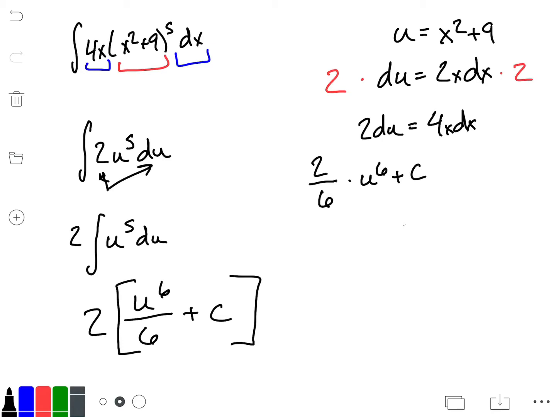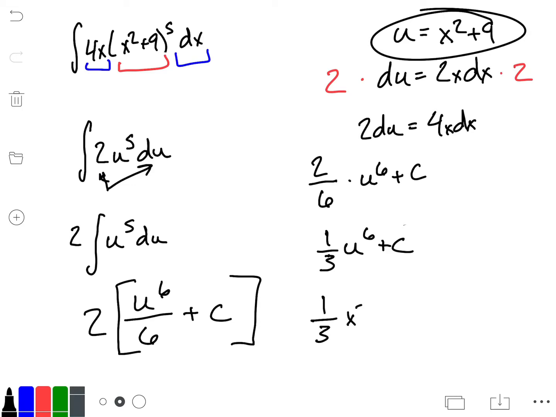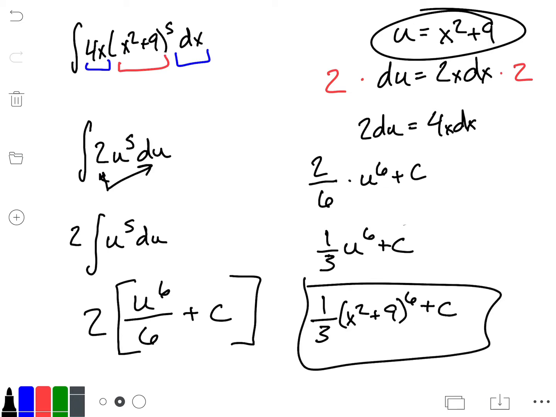So c is a constant, so we can basically divide it or multiply it by whatever we want, and it's not going to change it. There's no effect on it. So of course, 2/6 can easily be reduced to 1/3 u to the 6th power plus c. And then our last step, once again, we're just going to plug in what we had for u, which in this case is x squared plus 9. So we have 1/3 x squared plus 9 in parentheses to the 6th power plus c. And that's how you would go ahead and solve even when you have to do step 2.